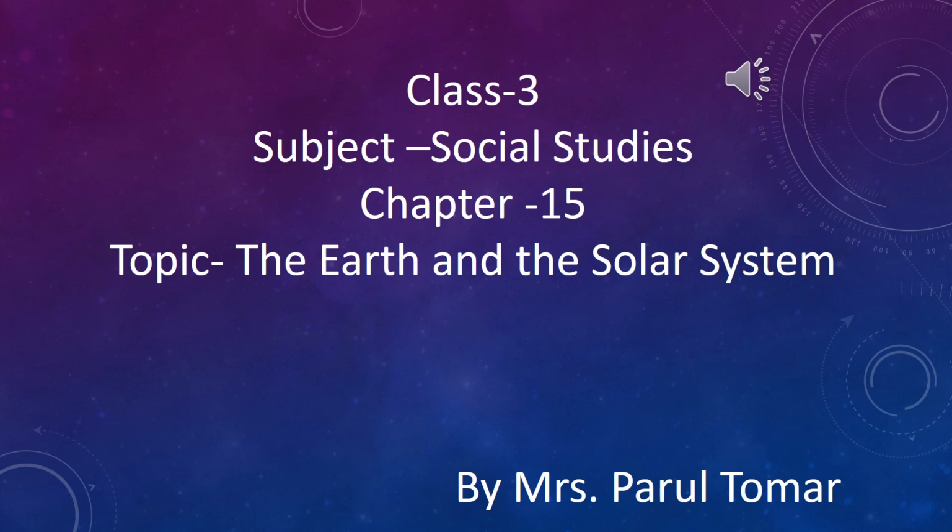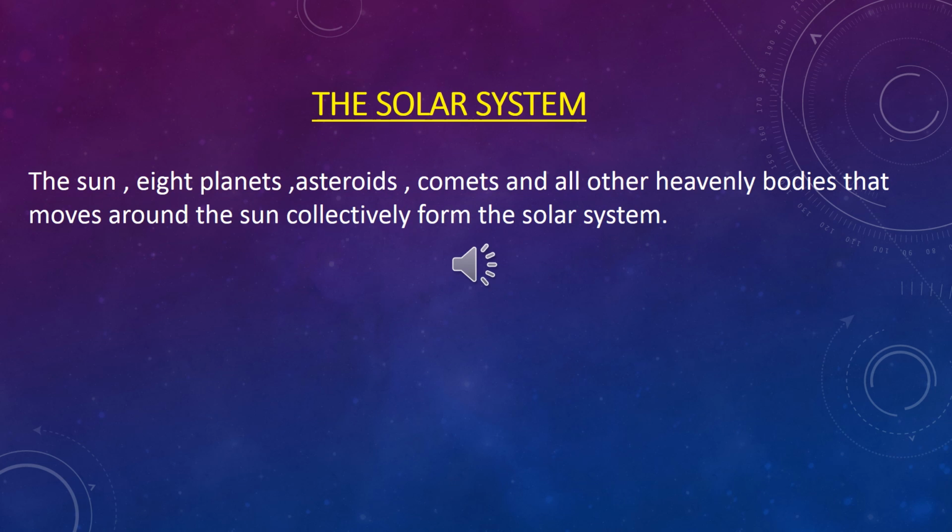So, as we can understand from the name itself, this chapter deals with the Sun, 8 planets, asteroids, comets, and all other heavenly bodies that move around the Sun, which collectively form the solar system. These are the things that make our solar system, and now we will study in detail about our solar system. So, let's start the chapter.